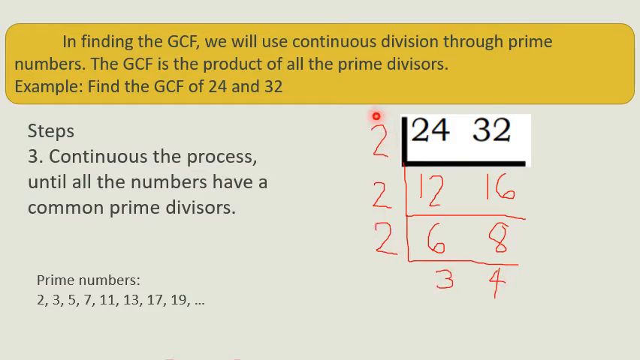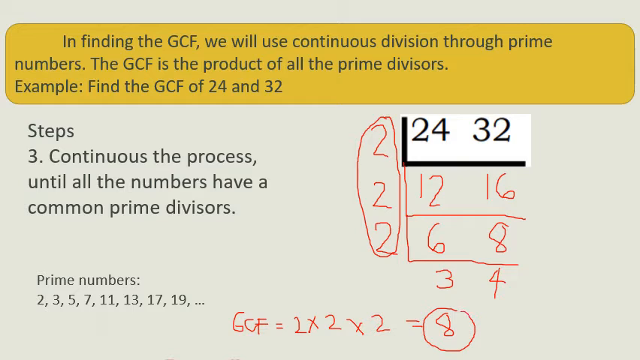Okay? So, ibig sabihin, ito po ang ating ipag-multiply upang makuha natin ang GCF. So, ang GCF po natin, so will be, ilang 2 yun? So, 2 times 2 times 2. So, ito po ang ating ipag-multiply and the answer will be, so 2 times 2 is 4 times 2 is 8. So, ibig sabihin, ang GCF ng 24 and 32 is 8.